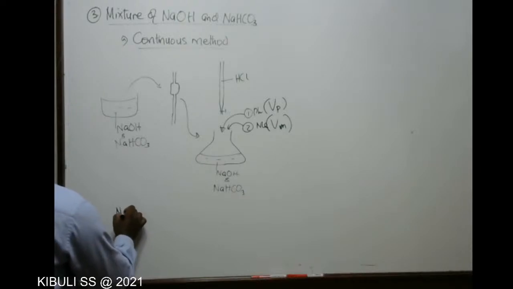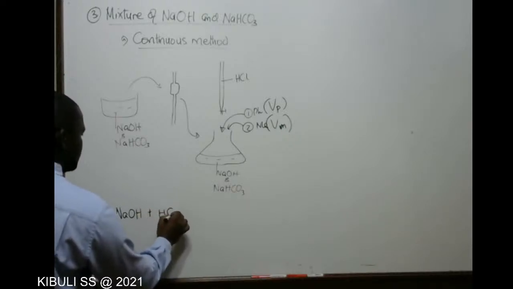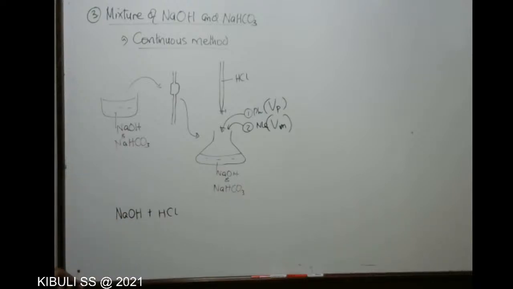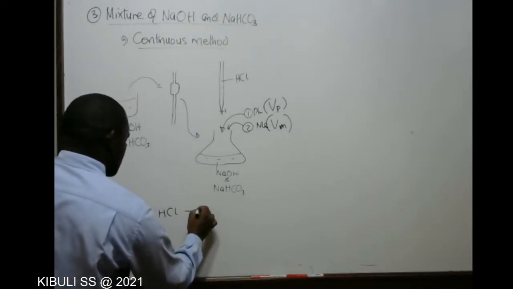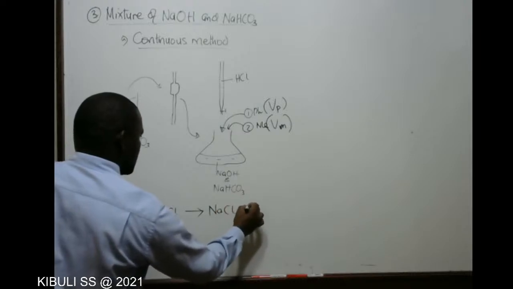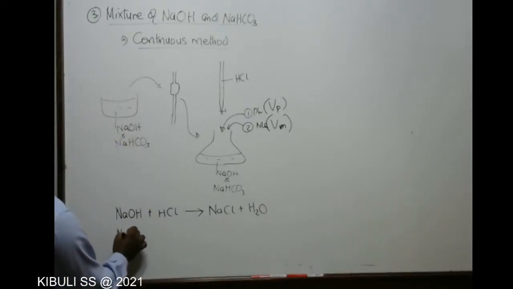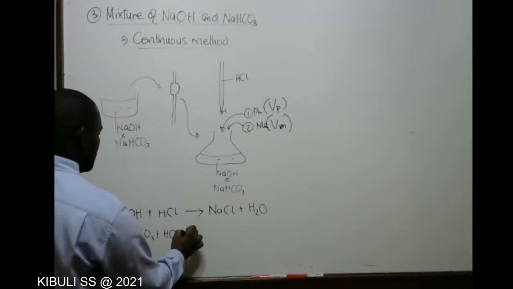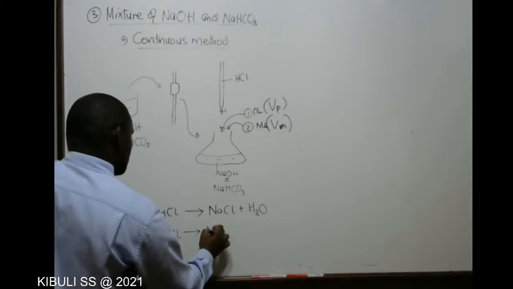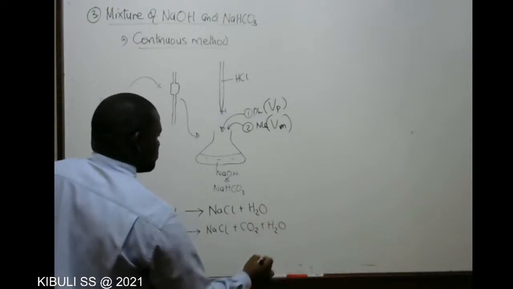The sodium hydroxide, of course you should write the state symbols, but because I want to make these letters big and economize the space, I will not be writing the state symbols. But you should know that the state symbols are very important. So the sodium hydroxide will react with hydrochloric acid to form sodium chloride and water. The sodium hydrogen carbonate will react with hydrochloric acid to form sodium chloride plus carbon dioxide plus water.